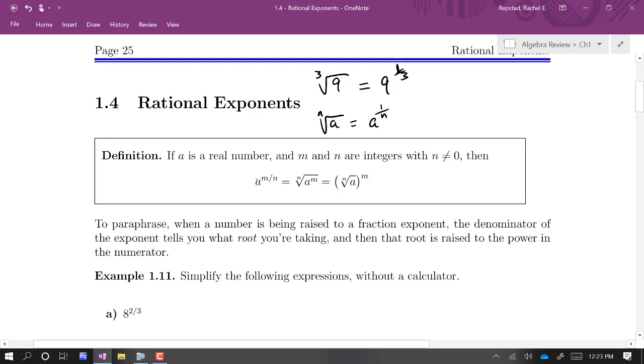More generally, any fraction exponent, if I'm raising a to the m over n power, means I'm going to take the nth root of a to the m, or the nth root of a to the m power. In essence, when you raise something to a fraction power, the denominator tells you what root you're taking, and then the numerator tells you what power you're raising it to.